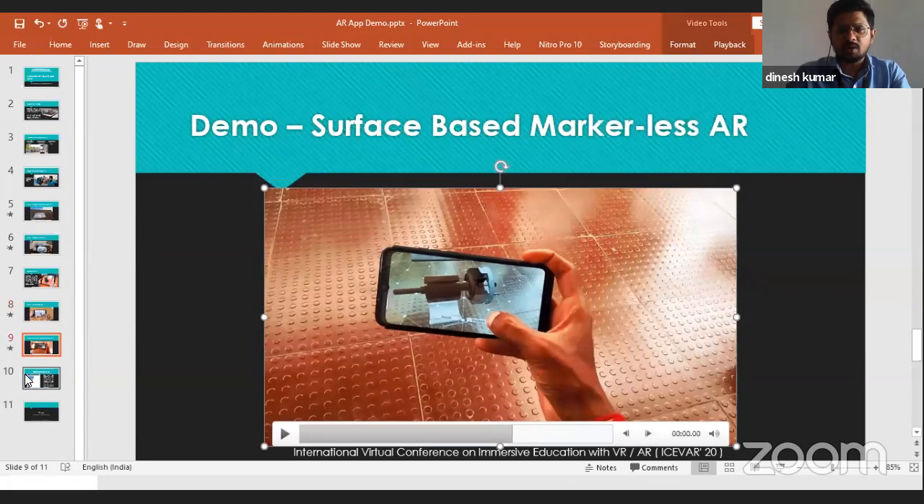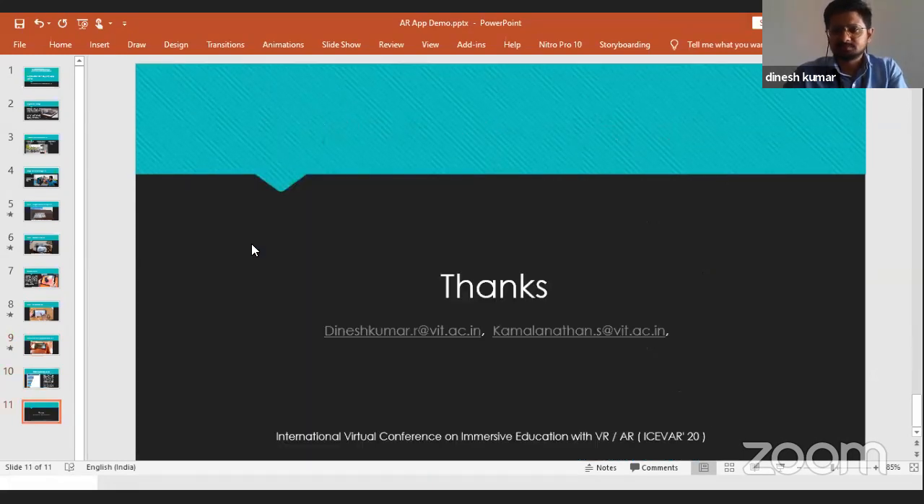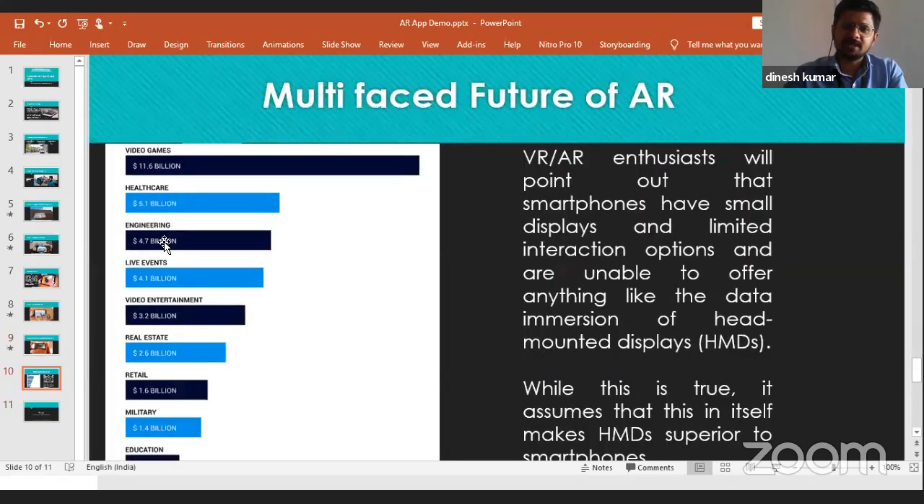And also we are looking into the future of augmented reality, where we bring in mixed reality things. You might have experienced Microsoft's future tools, and Google and Apple are also into this AR, which is a big market. So we are doing research into future things, because if you have seen here, video games, healthcare, engineering, live events, and entertainment are the topmost priorities for augmented reality.